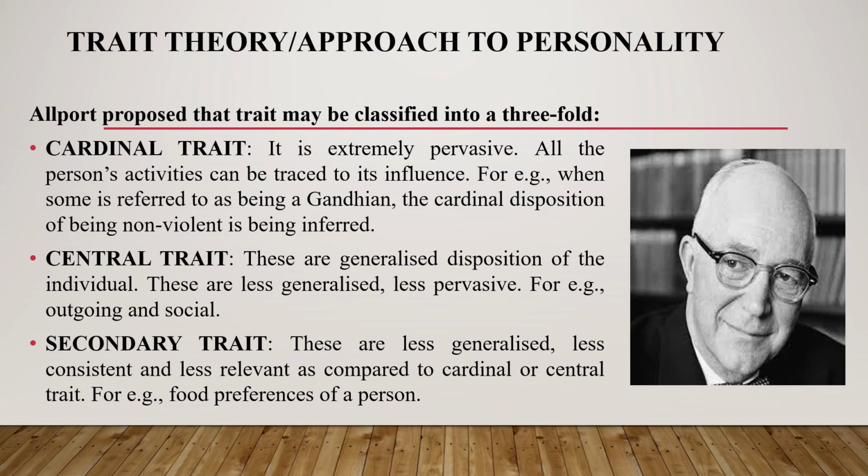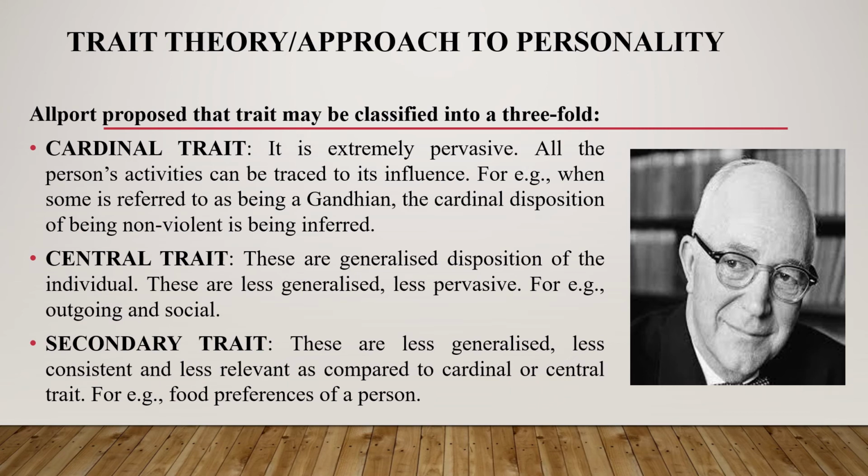The secondary traits are those traits which are less relevant, less consistent, right? I mean, they keep on changing. For example, today you like chicken, tomorrow you might not like chicken, like that, right? It is less consistent compared to a cardinal trait, but a cardinal trait is consistent and at the same time a very stable trait.